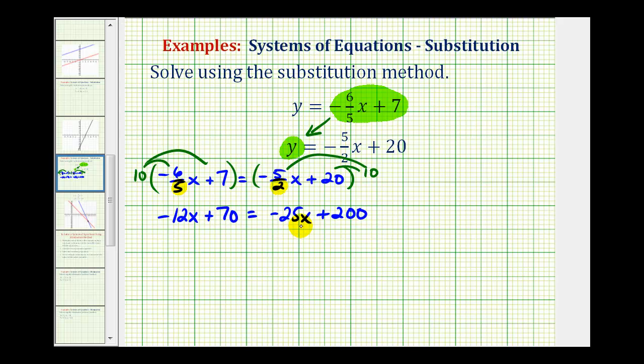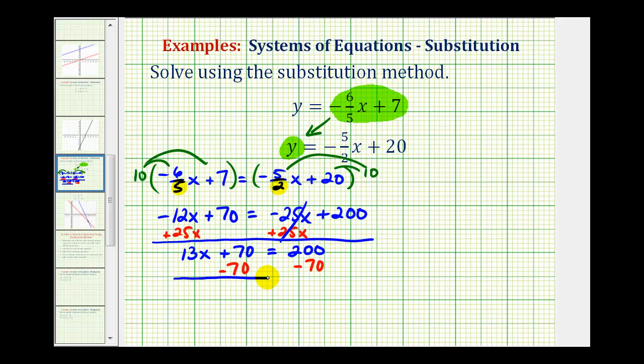Now to solve for x, we need to have x on one side of the equation. So to undo negative 25x, we're going to add 25x to both sides of the equation. This would be 0, so we'd have negative 12x plus 25x, that's 13x, plus 70 equals 200. Now we'll undo the plus 70 by subtracting 70 on both sides. This would be 0, so now we have 13x equals, this would be 130. So we'll divide both sides by 13. And we have x equals 10.